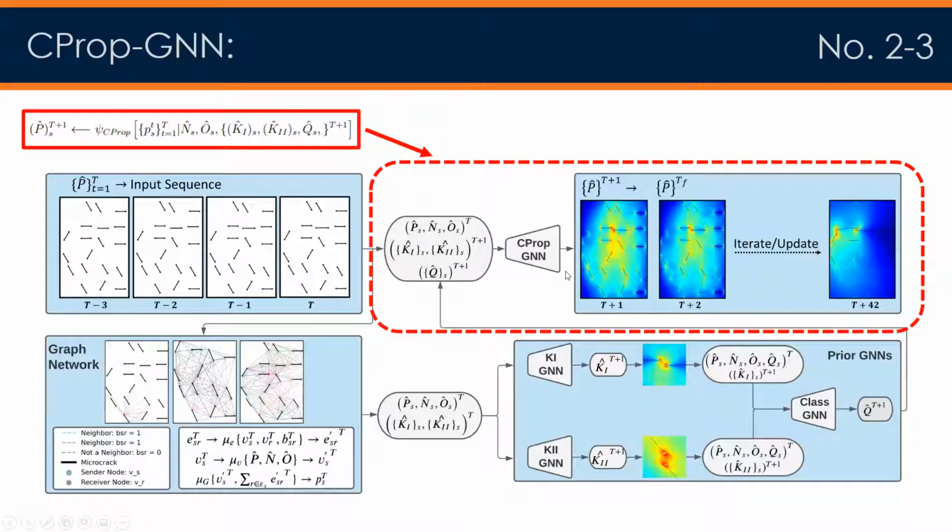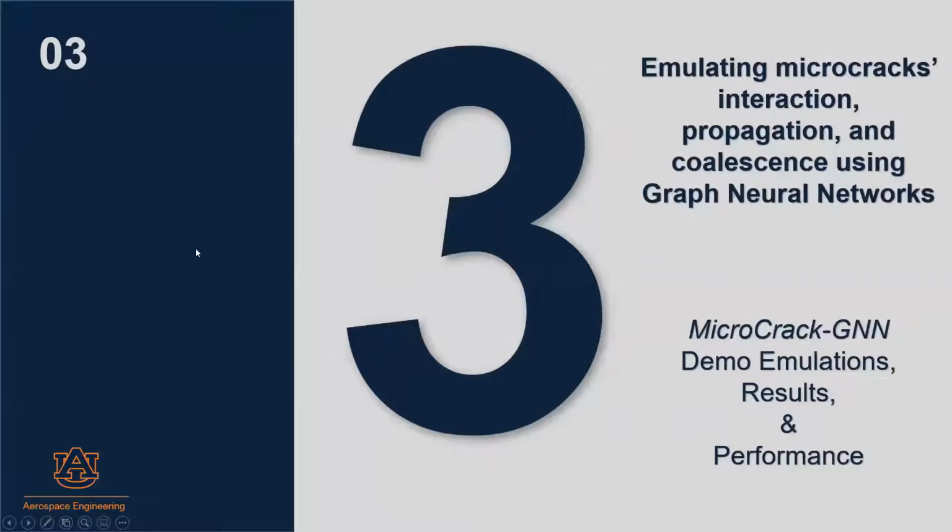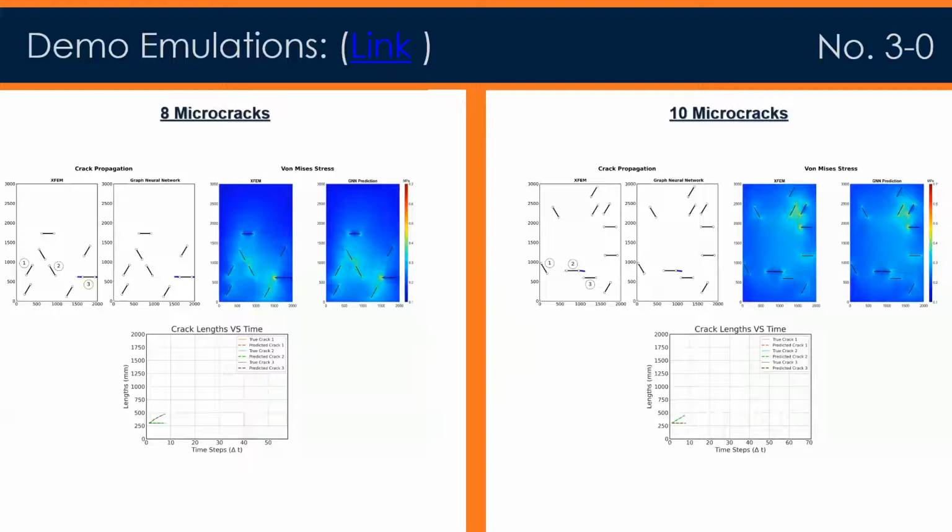We pass it to the last GNN called cprop-GNN, which gives us the position of the crack tips at the future time steps using all of these predictions, as well as the information of the previous graphs. So I've explained already the configuration of the problem, the graph representation, the message passing approach, as well as the entire architecture of the framework. And now I'll show you some of the exciting results that we obtained in this work.